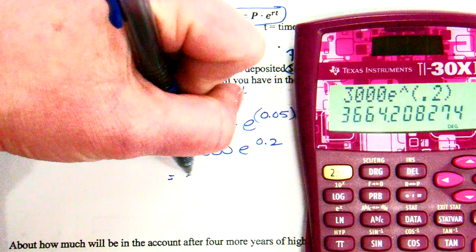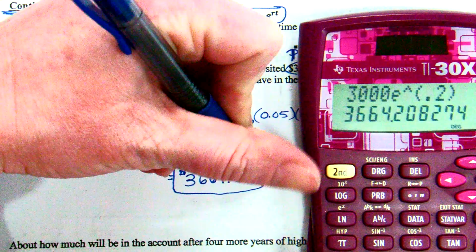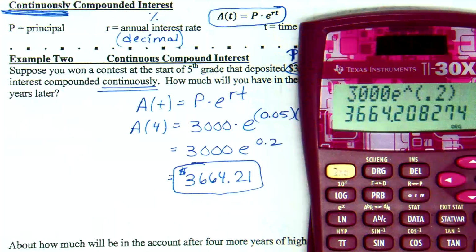Because this answer is moolah. There we go. So $3,664.21. Okay. Feel free to go ahead and try Part B.